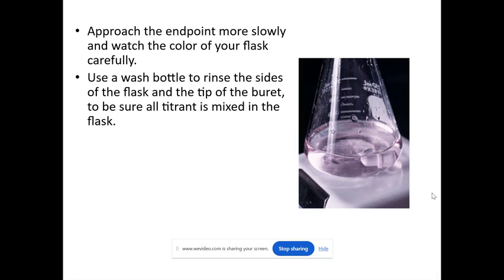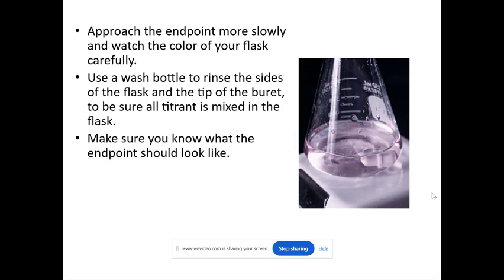Okay, so it says use a wash bottle to rinse the sides of the flask to make sure all the titrant is mixed. We're not going to do that. I've never done that, so we're not going to do that part. And then make sure you know what the endpoint should look like. So we'll go over that because I just want to double check. I'm pretty sure we're going to go from clear to pink. If it's not from clear to pink, it's pink to clear, but I'm pretty sure it's clear to pink.